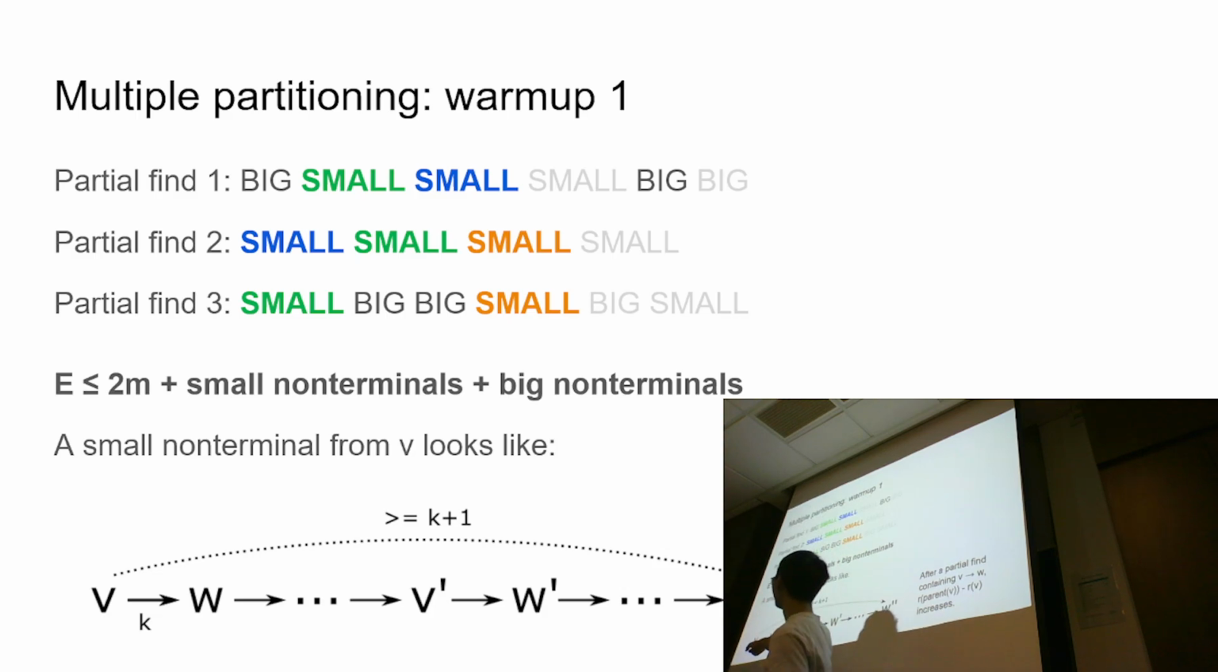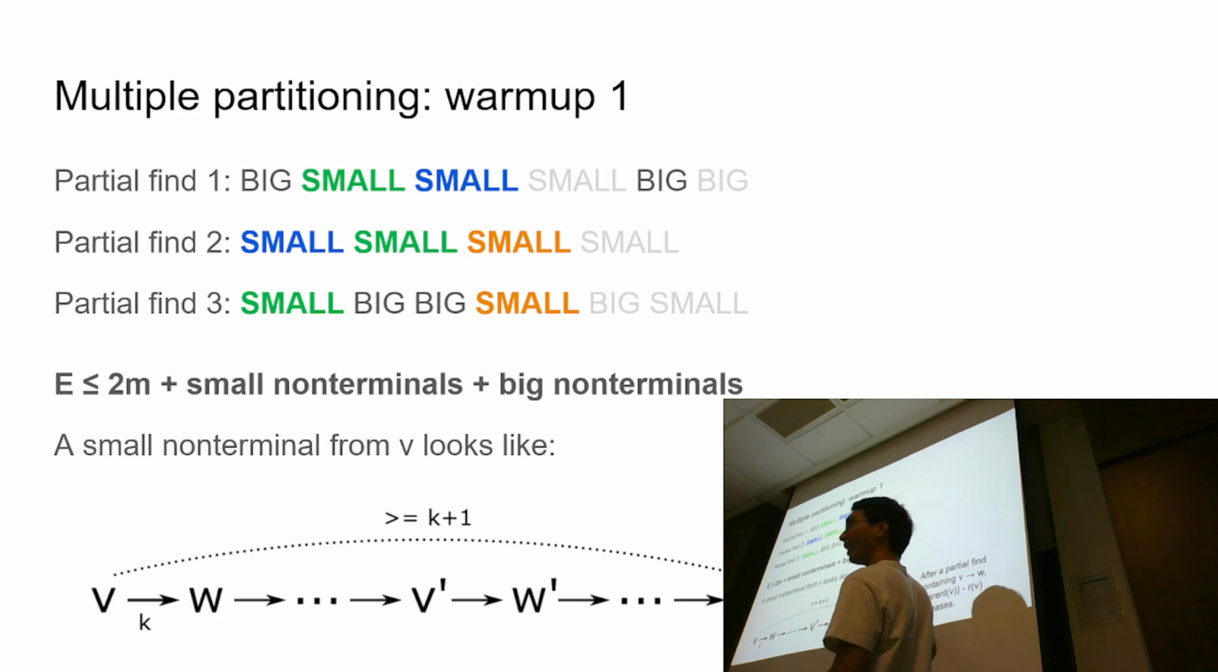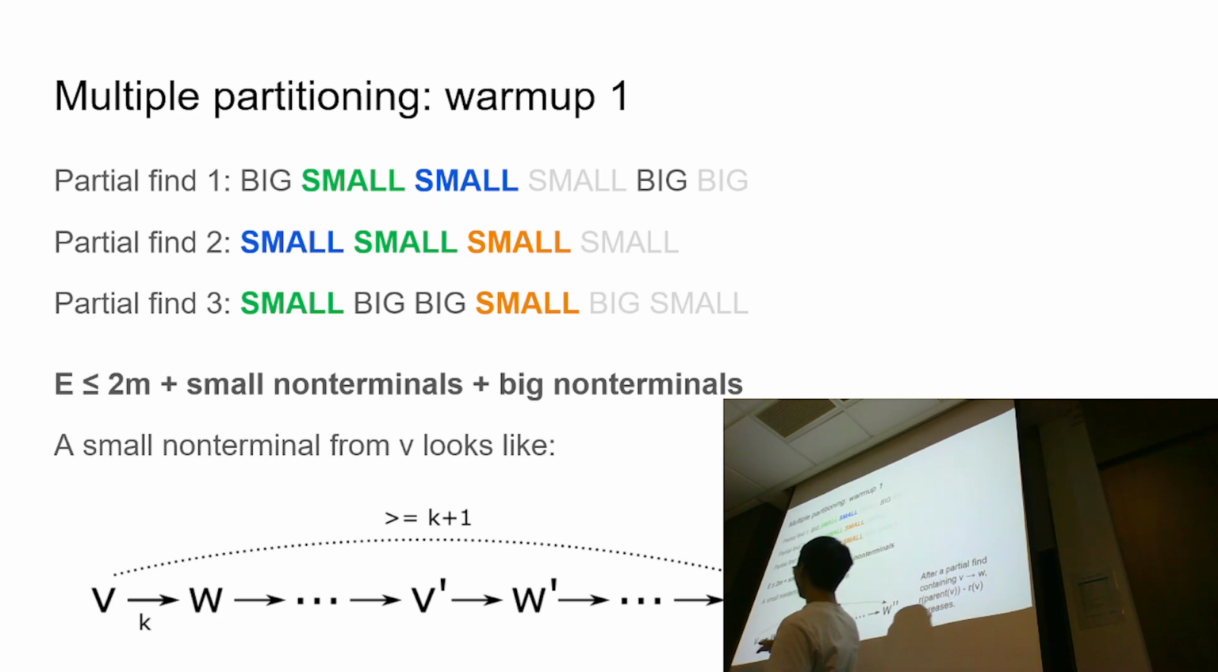So this is what a generic partial find looks like. We have V to W, say the rank difference is K. And by definition of it being non-terminal, we will also encounter some other edge further down the partial find, V prime and W prime. So if we take this and this into account, and if W prime prime is the end of the partial find, then V's new parent will be W prime prime, and the rank jump will increase by at least 1.